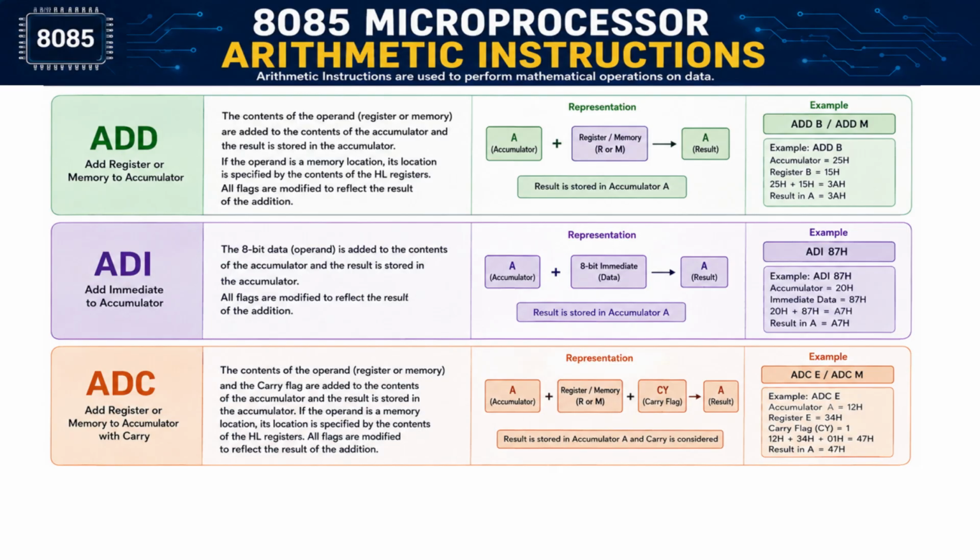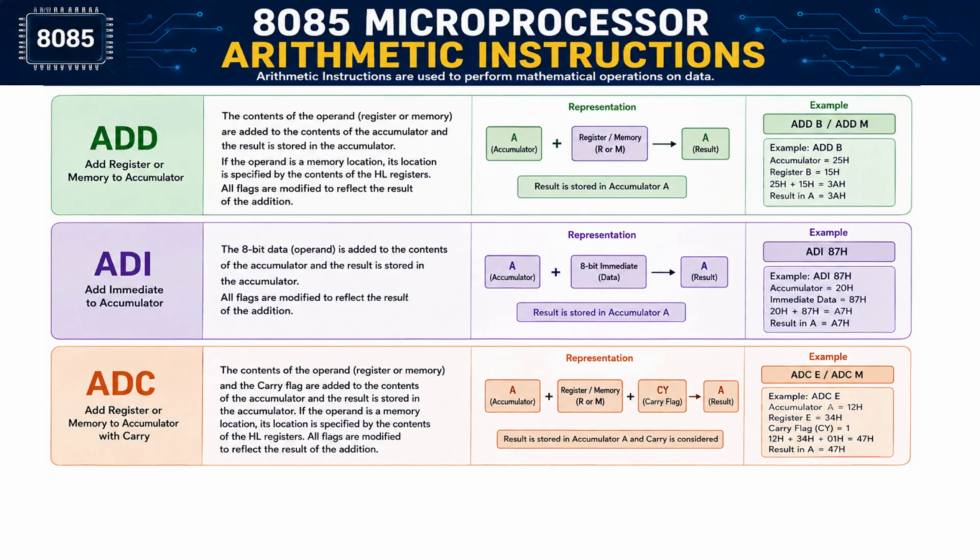If you see, accumulator A plus register or memory plus carry flag gives the result, which is stored back into the accumulator. Let's understand with this example. Suppose we execute ADC E. Initially accumulator is 12H, register E is 34H, and carry flag CY is equal to 1. Now if the processor performs the addition, the accumulator becomes 47H. The addition of 01H comes because the carry flag is already set.